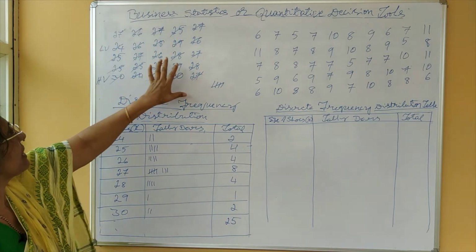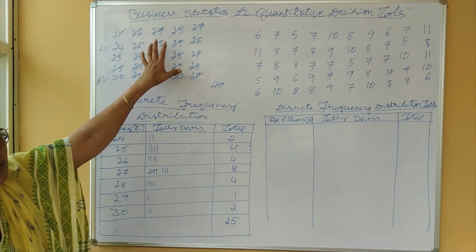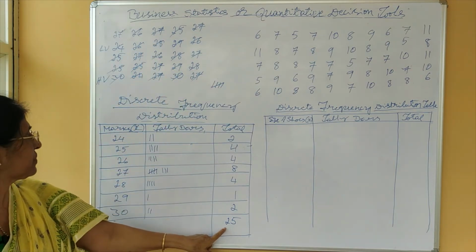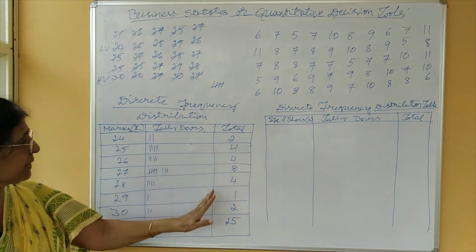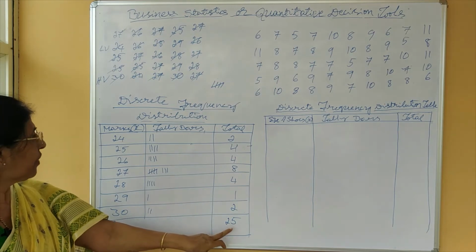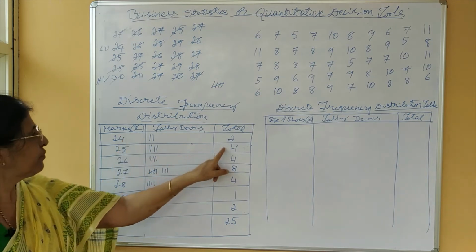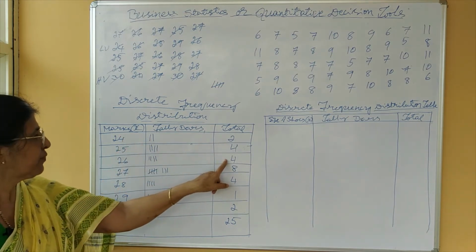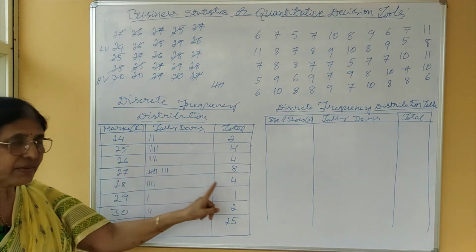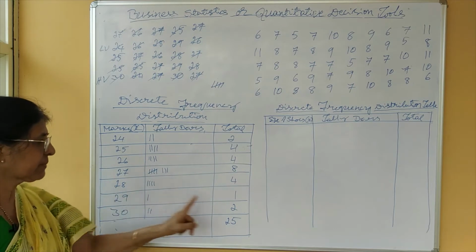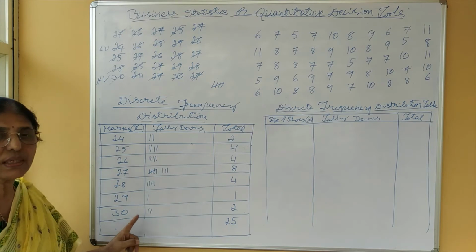When it is given like this, then you will not have a specific idea about the marks scored by the students. Now, out of 25 students, when discrete frequency distribution table is prepared, then you may answer: out of 25 students, 2 students have scored 24 marks, 4 students have scored 25 marks, 4 students have scored 26 marks, 8 students have scored 27 marks, 4 students have scored 28 marks, and 1 student has scored 29 marks, and 2 students have scored 30 marks.